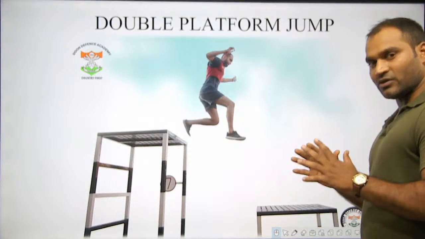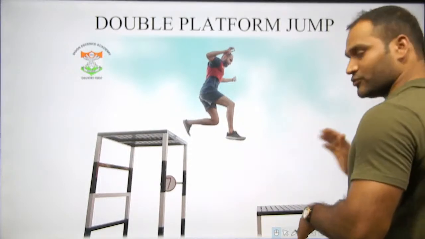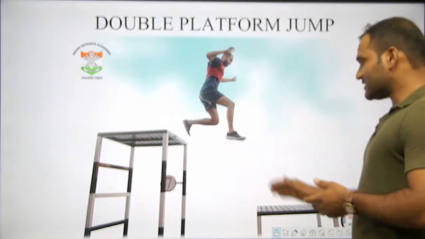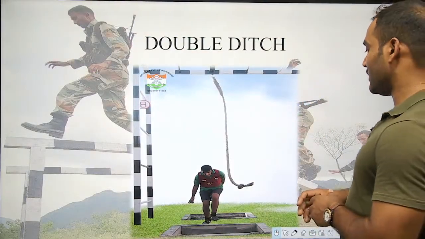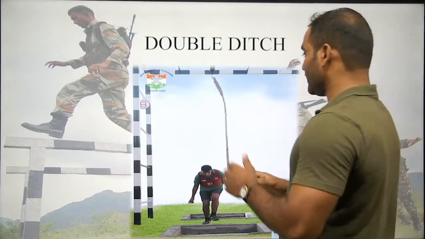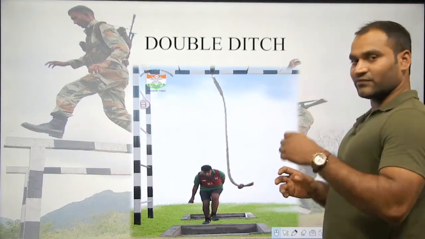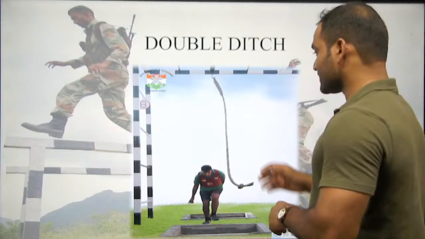There you should stay for microseconds, then you can jump to the next. That means this is the double platform jump, which gives you 7 marks, and that is there for the Army and Air Force, Army and Navy. Some obstacles are there for the Air Force and Navy, we will discuss them later.